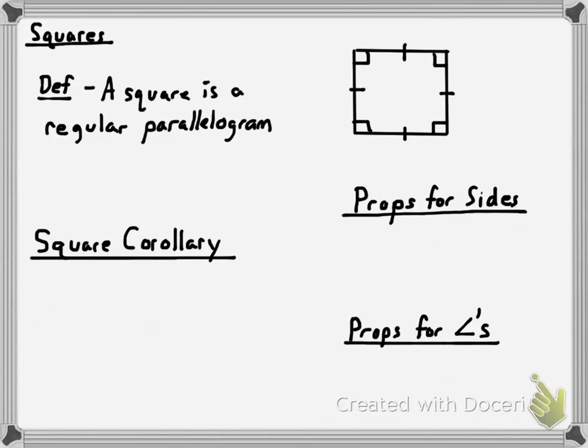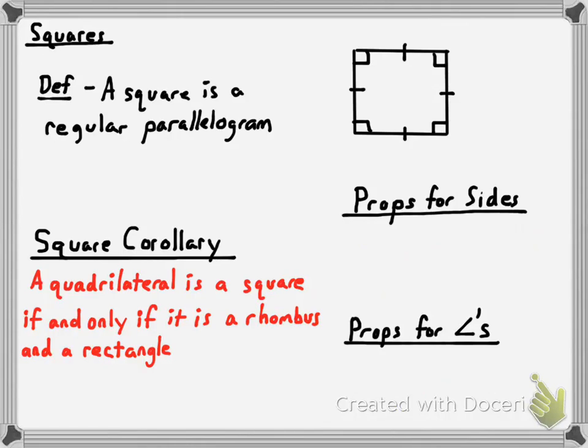Here's the way the square corollary reads. A quadrilateral is a square if and only if that quadrilateral is both a rhombus and a rectangle. All right, it is possible for a figure to be both a rhombus and a rectangle. It just means it has to be equilateral and it has to be equiangular. And in the instance where it's both of those things, the more precise name for the quadrilateral is that it is a square. All right, so based on that, what can we say is true about the properties for the sides of a square and the properties for the angles of a square? Well, it turns out that the properties for the sides of a square are the same as the properties for the sides of a rhombus.